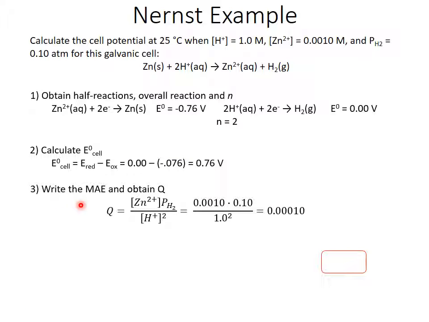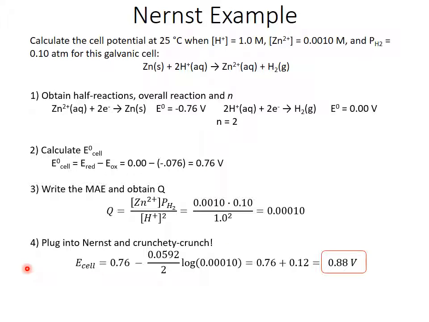Next, we need to write the MAE and calculate Q. Q, just like K, will equal the molarity of zinc 2 plus times the partial pressure of H2 over the concentration of hydrogen ions squared. Remember, it's products over reactants. We can use both molarities and partial pressures of gases in our mass action expressions. And then the zinc here doesn't show up because it's a solid. We plug in the concentrations the problem gives us, crunch those numbers down, and we get 0.00010, or 1 times 10 to the minus 4.